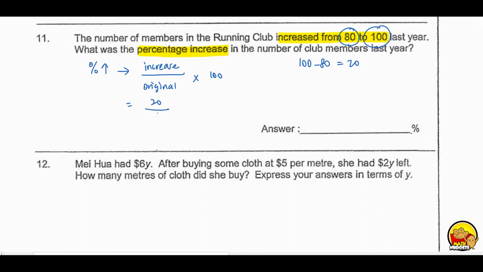The increase is the change. Okay, 20 out of original. Original will be the one that happened first. So it was originally 80. Then we multiply by 100. Again, do cross cancellation. Divided by 4. So I get 50 out of 2, which is 25%.